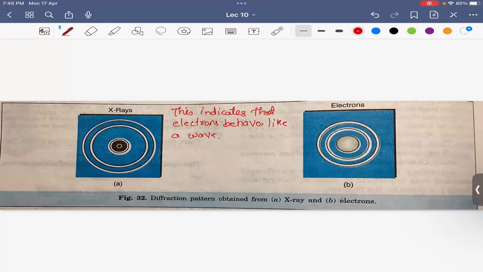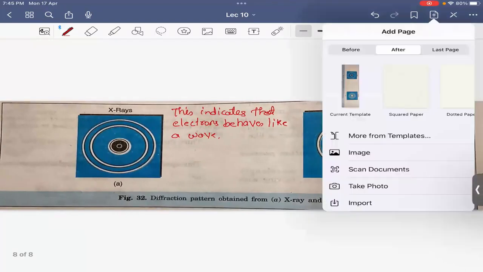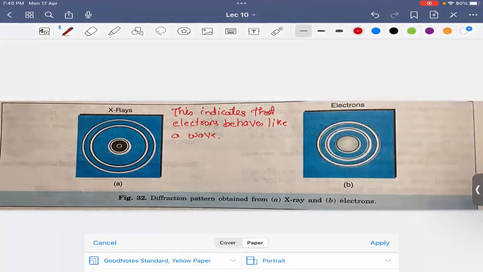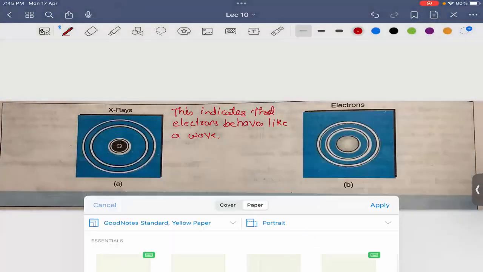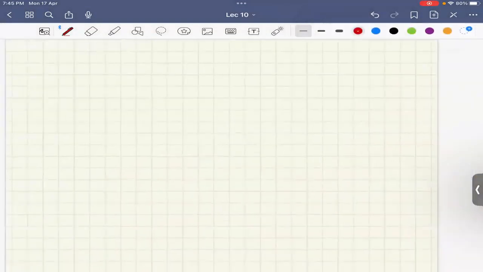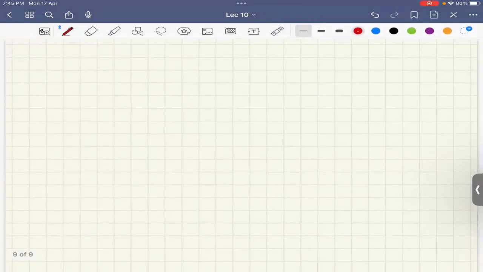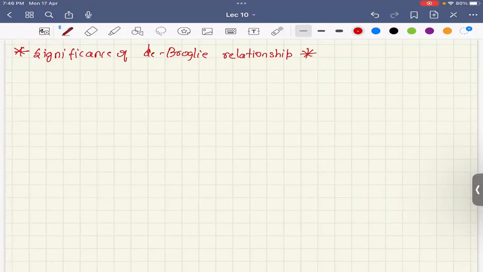So let us go to the next page. From this, we conclude that electrons or subatomic particles not only have a particle-like behavior, but they also have a wave-like behavior, right? Now let us understand the significance: although the dual nature of matter is applicable to all material objects, it is significant for microscopic bodies only, right?